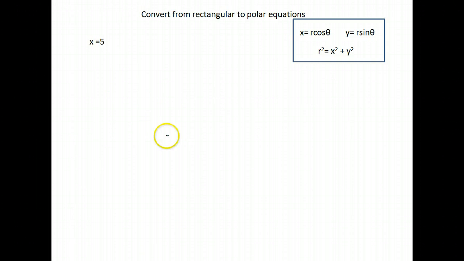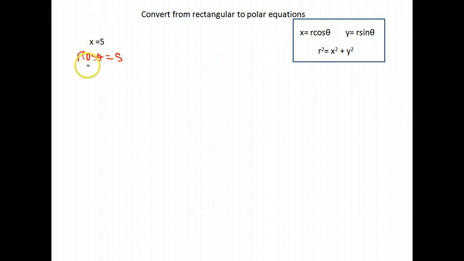All right, here's one. It looks pretty straightforward. It's just x equals 5. We want to change that to polar form. So we would do our substitutions. We know that x is equivalent to r cosine theta. So I can replace my x with an r cosine theta. And that's equal to 5.